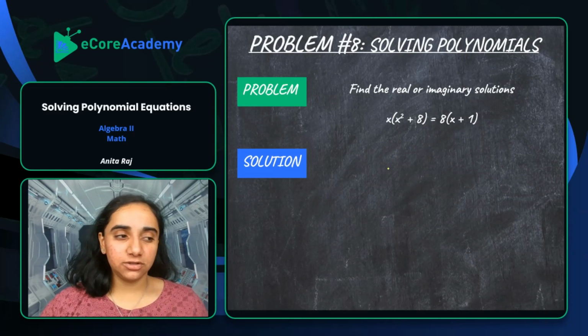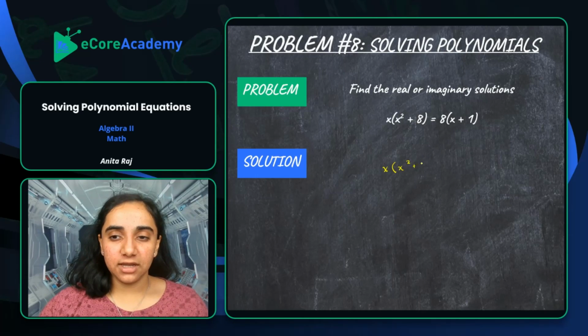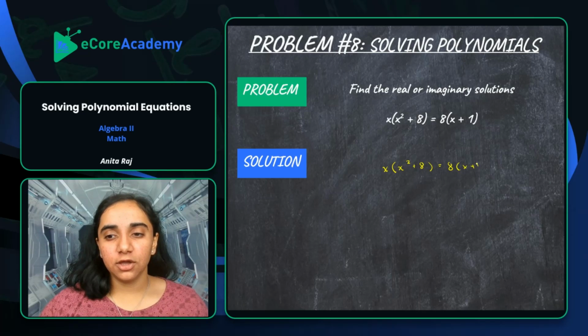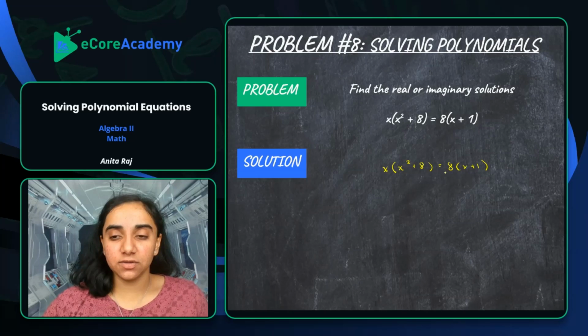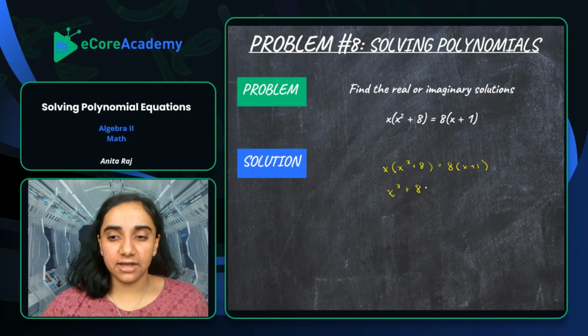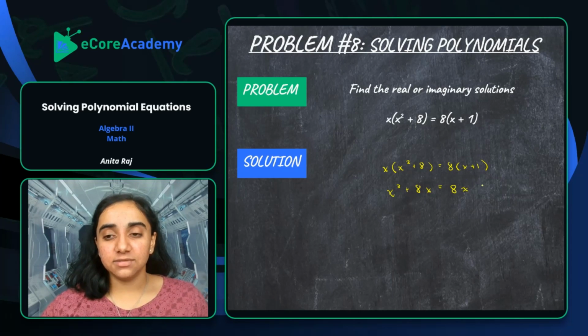So first, I'm going to rewrite what we've been given: x times x squared plus 8 is equal to 8 times x plus 1. If we distribute the x on this side and the 8 on this side, x times x squared is x cubed, plus 8 times x is 8x, is equal to 8 times x, which is also 8x on the right side, plus 8 times 1, which is equal to 8.